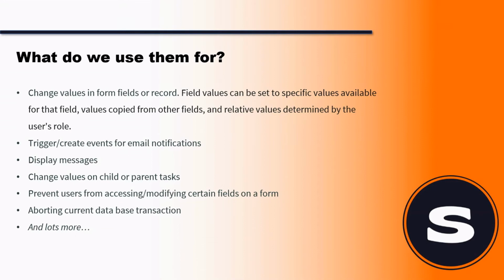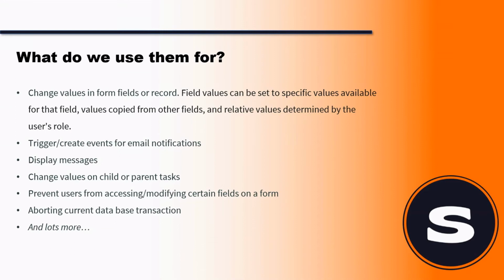We can use them to trigger events for email notifications. So we've got an event queue. Based on a certain condition, we can fire an event, which sends a notification. We can display messages at the top of the form to say, hey, you've done something wrong or you've done something right, maybe. Start thinking, are these before business rules or after business rules? And that's how we should be thinking about this in our head.